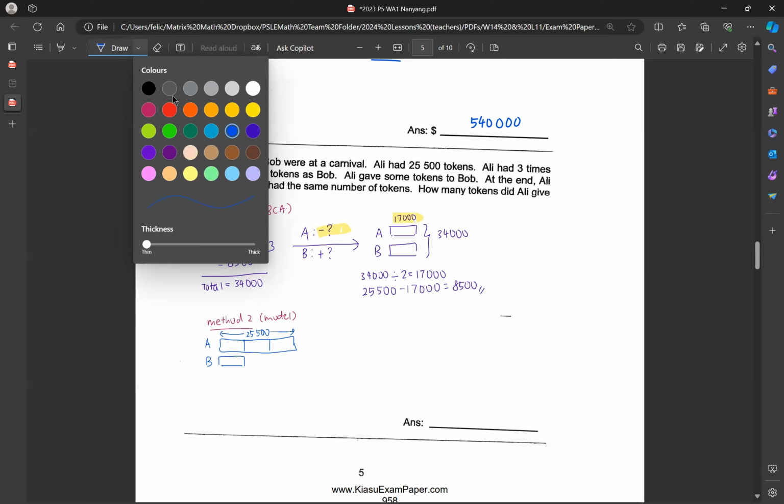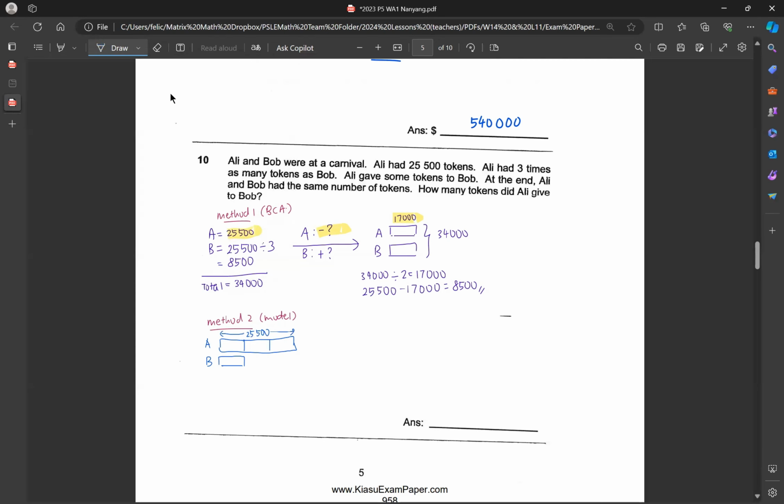Okay. So you notice that in order for them to be the same, Ali has to give 1 unit to Bob. So let's shade off the last 1 unit. So this last 1 unit will be transferred to give to Bob. Do you notice that they are the same now? The moment he transferred that?